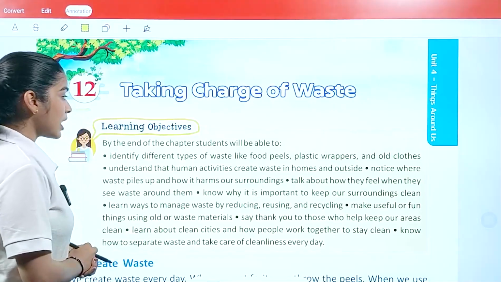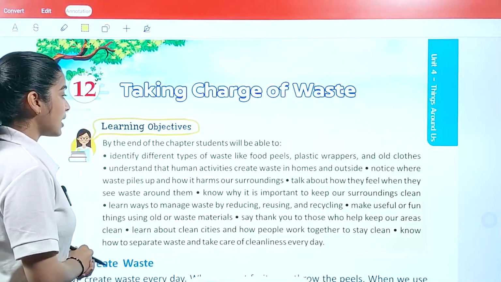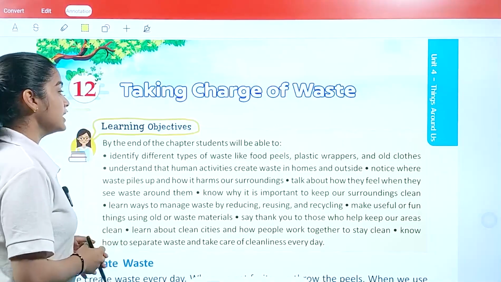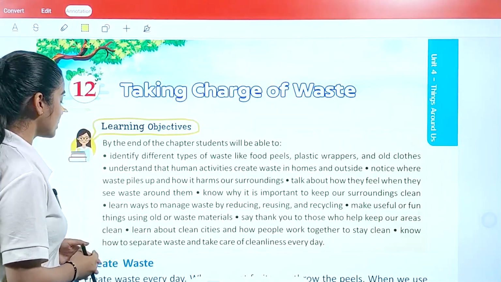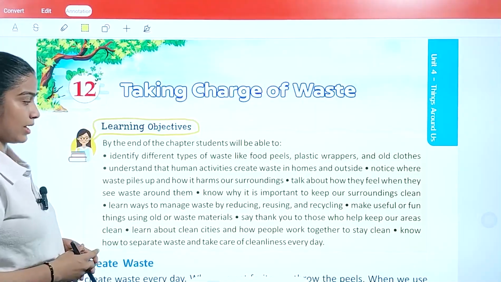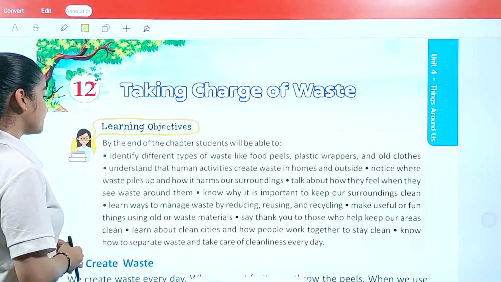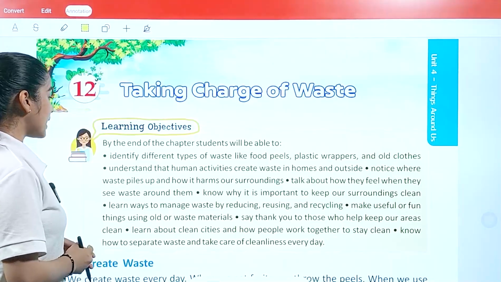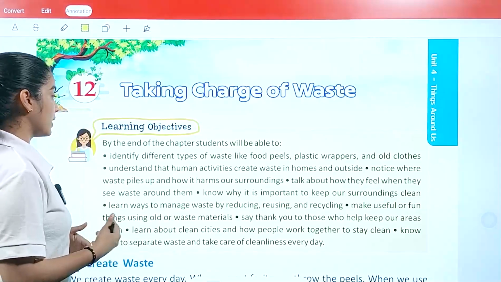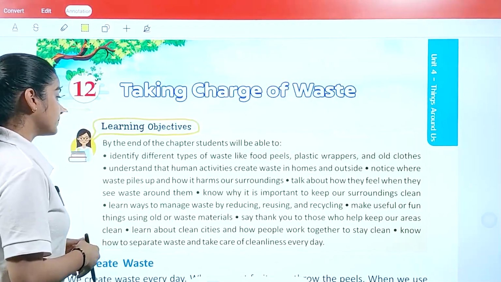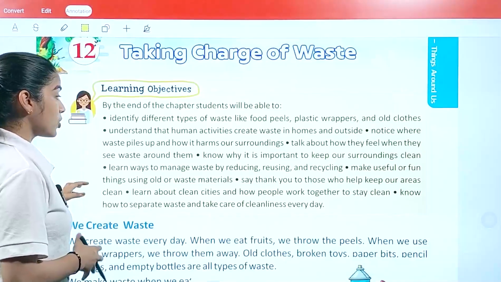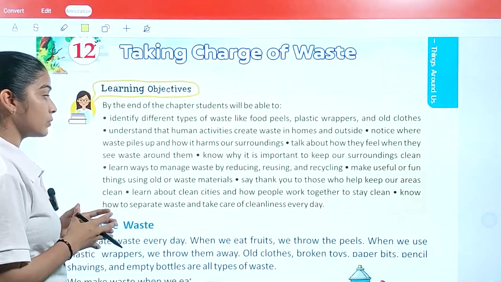By the end of the chapter, students will be able to identify different types of waste like food peels, plastic wrappers, and old clothes. Understand that human activities create waste in homes and outside. Notice where waste piles up and how it harms our surroundings. Talk about how they feel when they see waste around them. Know why it is important to keep our surroundings clean.